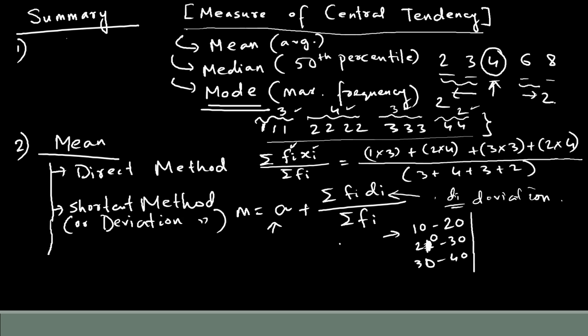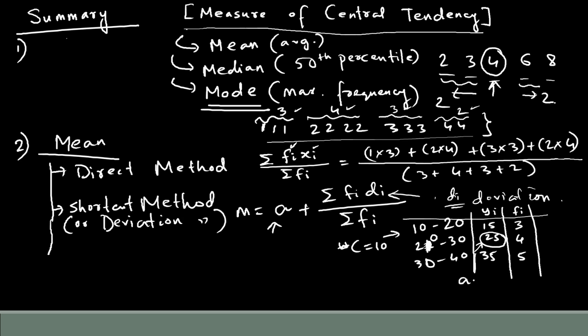Okay, class width is 10, right? And you have the class mark, which is the middle point, and let's denote it with yi. So this will be 15, this will be 25, this will be 35. Okay, and now let's say the frequency is 3, 4, and 5. Now what I was saying, this di is, let's say you have assumed this one as your mean a.